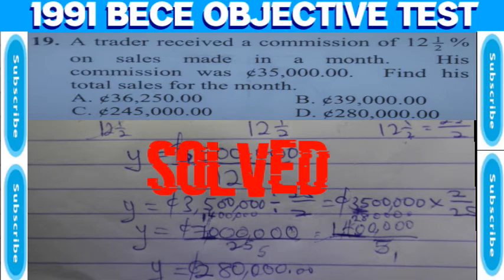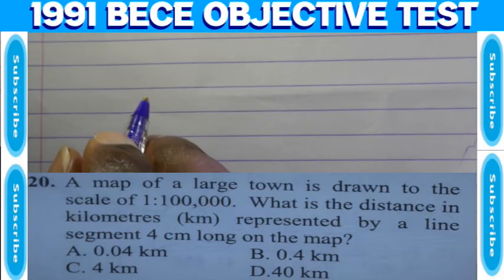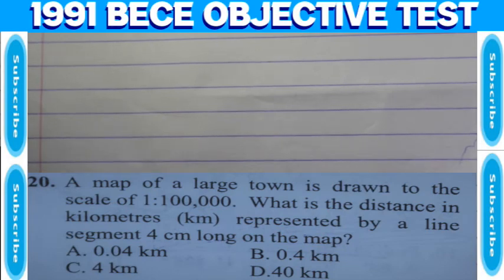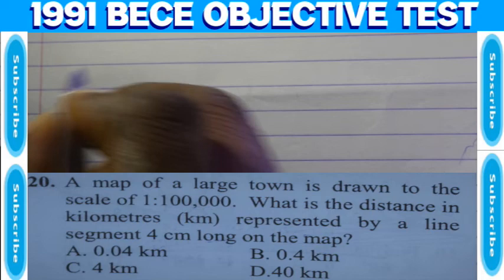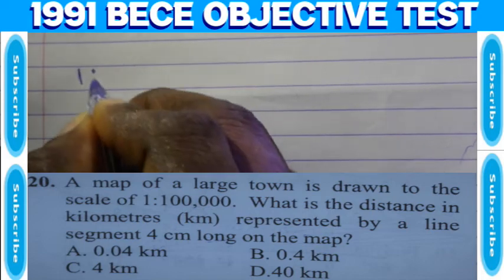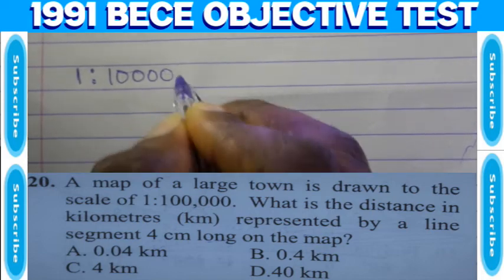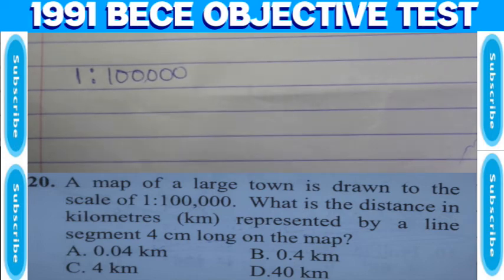So we are done solving question 19. Let's box it and then take a look at question 20. So with question 20, this is what we have. A map of a large town is drawn to the scale of 1:100,000. What is the distance in kilometers represented by a line segment 4 centimeters long on the map? So the scale is 1:100,000. That's what we have over here.